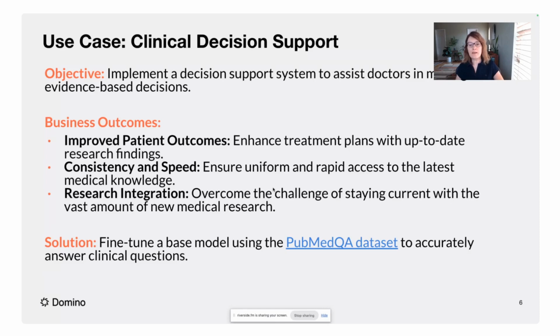So some of the business outcomes we're targeting are improved patient outcomes, enhancing treatment plans with up-to-date research findings, ensuring uniform and rapid access to the latest medical knowledge, and finally, overcoming the challenge of staying current with the vast amount of new medical research data. With that, we will demonstrate how we fine-tune a base model using PubMed QA dataset.